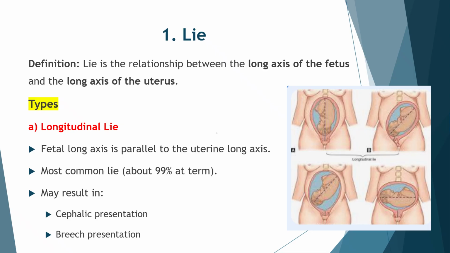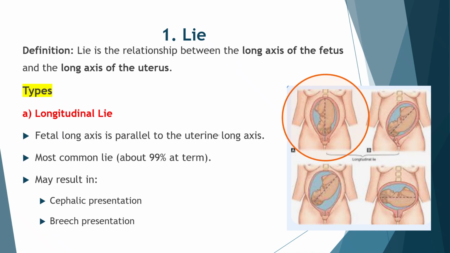Now, let us discuss the first parameter of the feto-uterine relationship, which is called lie. Lie simply refers to the relationship between the long axis of the fetus and the long axis of the mother's uterus. In other words, we are looking at how the baby is aligned inside the uterus. The first and most common type is the longitudinal lie. In this type, the baby's long axis runs parallel to the long axis of the uterus.